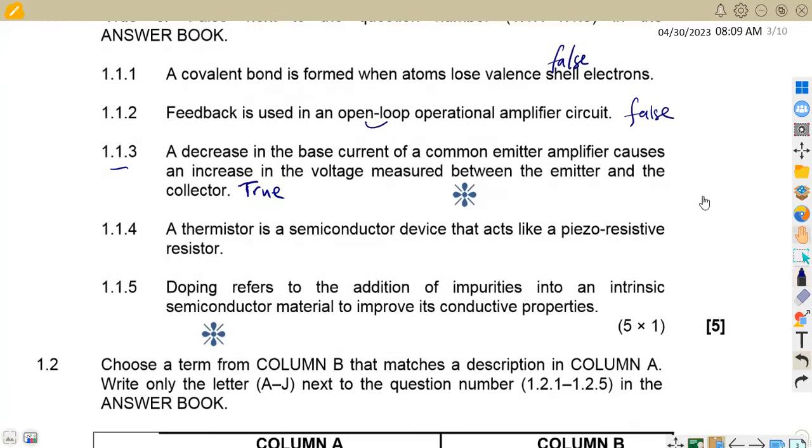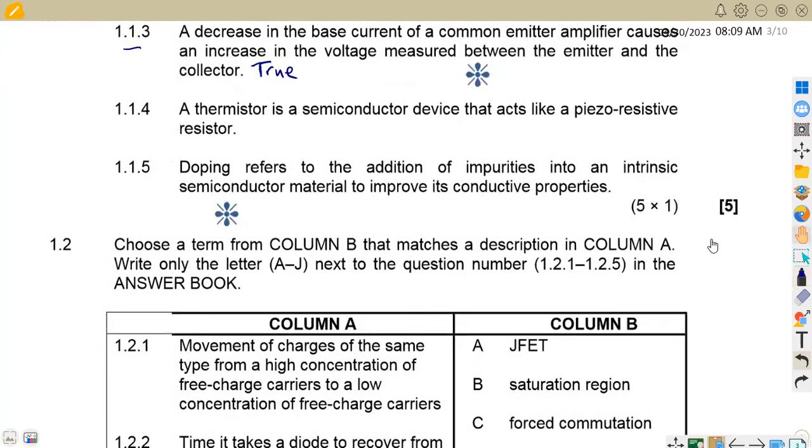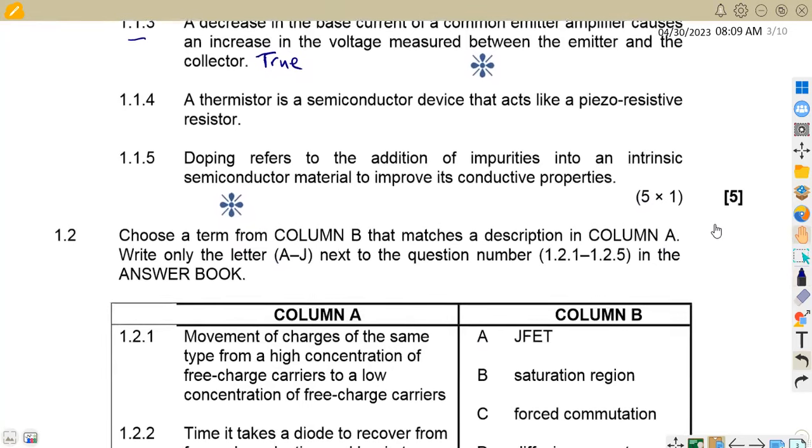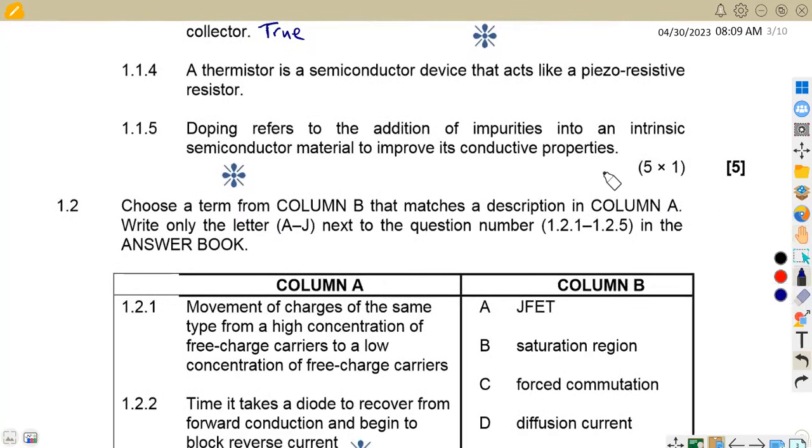A thermistor is a semiconductor device that acts like a piezoresistive resistor. No, this is wrong. A thermistor, this is false. Doping refers to the addition of impurities into an intrinsic semiconductor to improve its conductivity properties. In this case, that is true. This is the addition of impurities into an intrinsic semiconductor to improve its conductive properties, which is actually true.